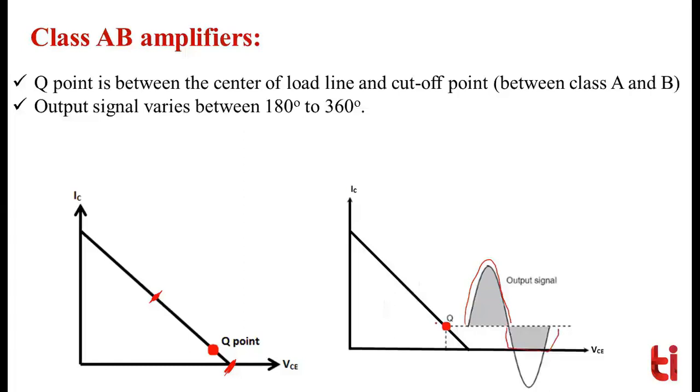Another thing, when the Q point is set at this point, some collector current will flow and power consumption will be there whenever there is no AC signal. It means its efficiency is less than class B amplifier.